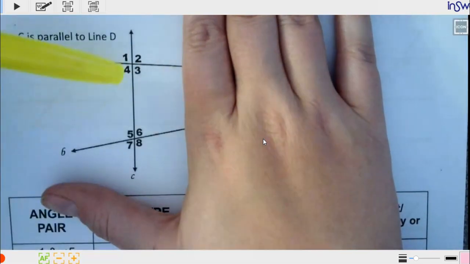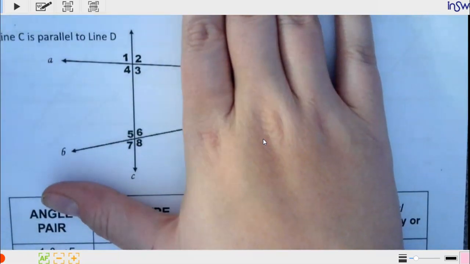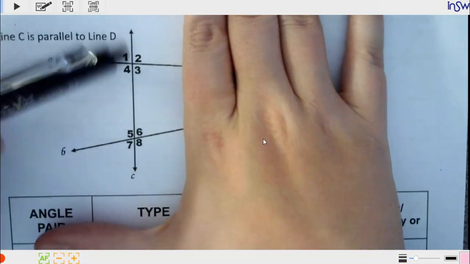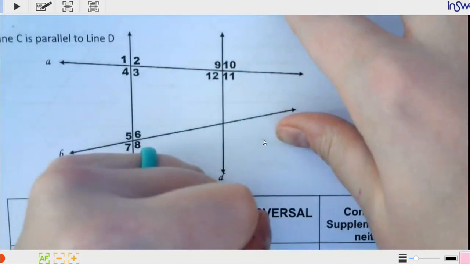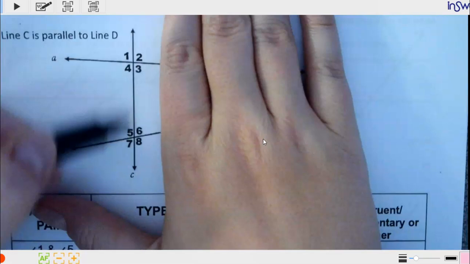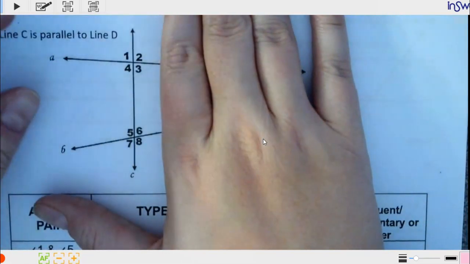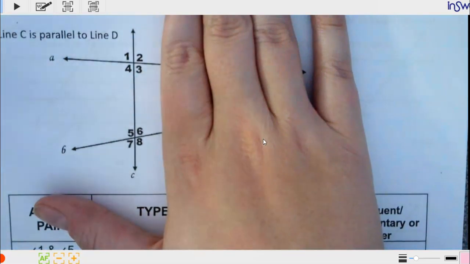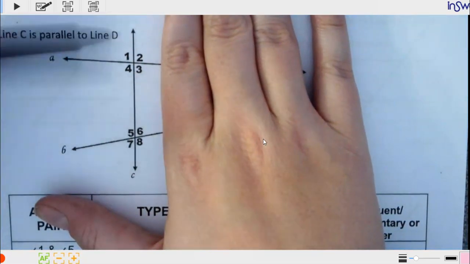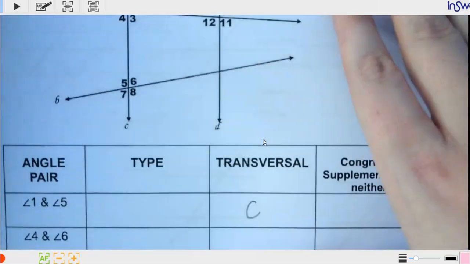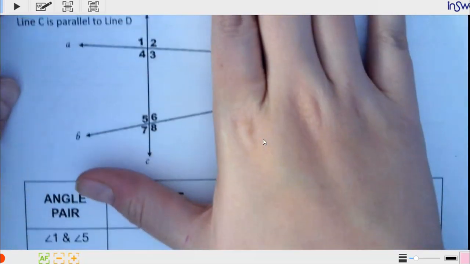Okay? So angle 1 and 5, you've got some questions to ask yourself. All right, are they on the same side of the transversal? Well, actually, we've got to figure out what the transversal is. Transversal is the one line that goes through the other two. So we've got A, B, and C. Which is the one line that touches the other two lines? C. C goes through A and B. A only touches... this is a lot easier to see if you cover up the other group of angles. So yeah, that transversal is C.